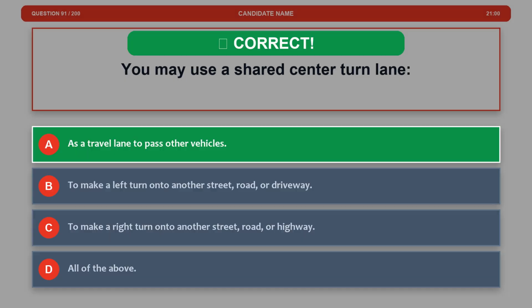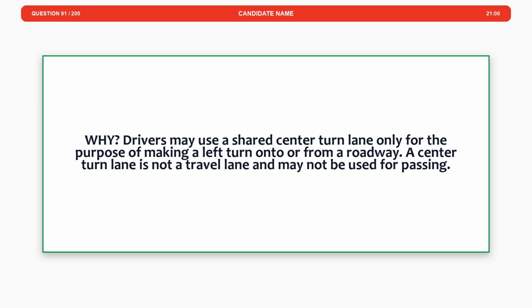The correct answer is option A, as a travel lane to pass other vehicles. Explanation. Drivers may use a shared center turn lane only for the purpose of making a left turn onto or from a roadway. A center turn lane is not a travel lane and may not be used for passing.